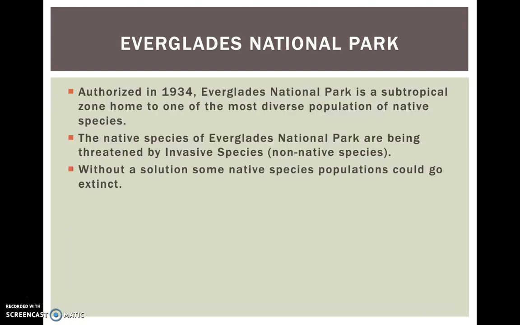Authorized in 1934, Everglades National Park is a subtropical zone home to one of the most diverse populations of native species. The native species of Everglades National Park are being threatened by invasive species or non-native species. Without a solution, some native species populations could go extinct.